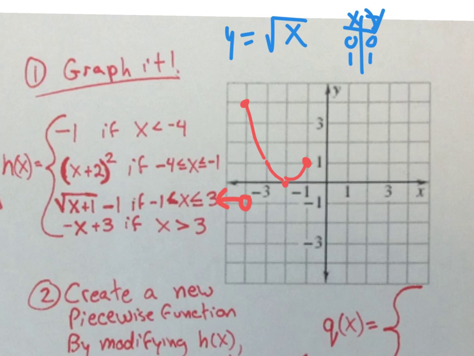The square root of 1 is 1. The square root of 4 is 2. And those 3 coordinates will give you enough to get your parent graph. So I want to show my parent graph in blue. Here's 0, 0, 1, 1, 4, 2. 4 and 2 is right there. So we have those 3 blue dots that give us the parent graph of the square root function. But I am going to move those blue dots 1 unit to the left and 1 unit down.